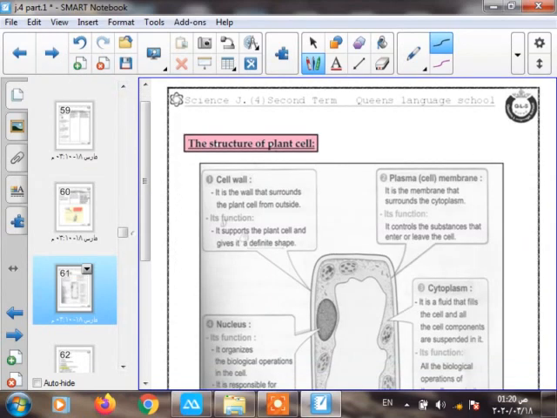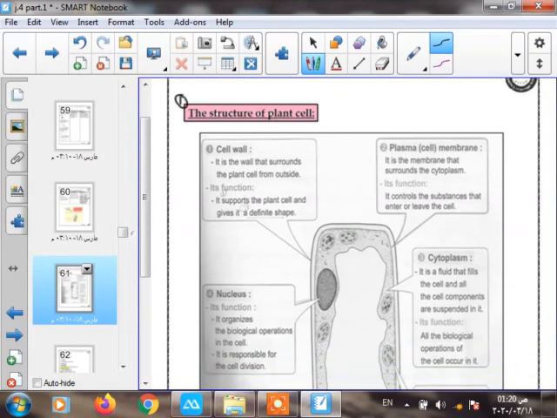The difference between them, for the plant cell at first, is the structure. You must know what the parts of this cell are and what the function of each part is. First we have the outer surface, which is called the cell wall. This cell wall surrounds the cell from the outside and supports it, and gives it a definite shape.